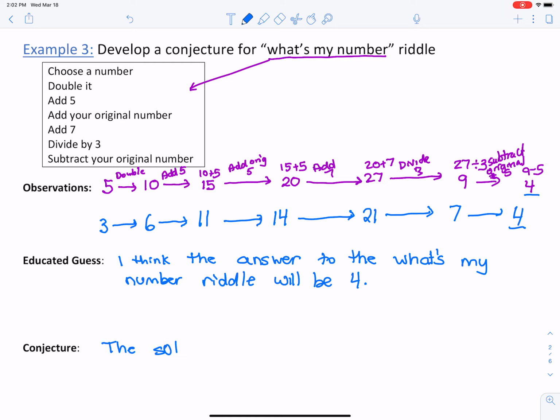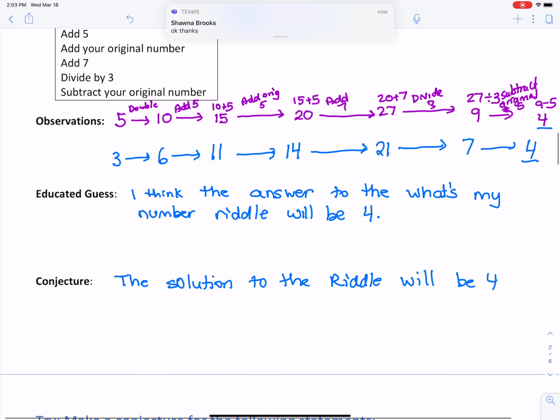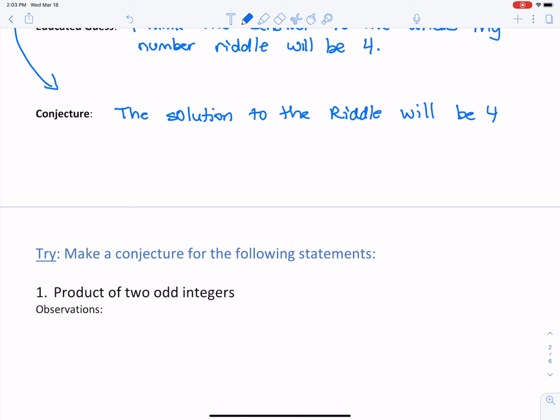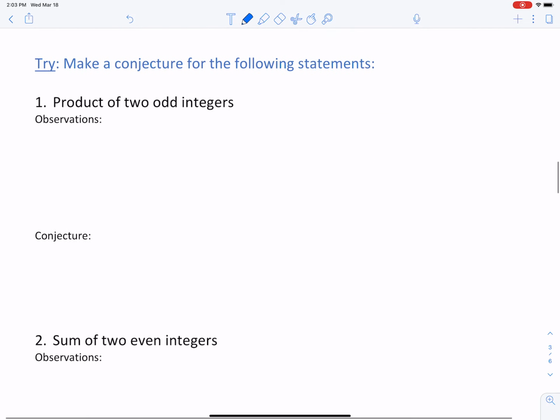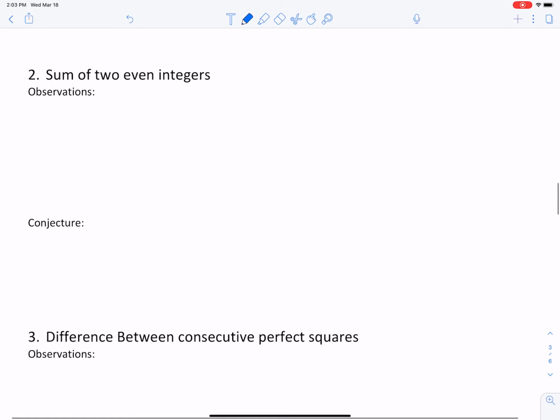The solution to the riddle will be 4. As you're working, you may not have to write the educated guess down all the time. You may be able to go straight from the observations to the conjecture if you feel comfortable. So we're going to expect you to try out the following examples. You're going to look up some observations for the product of two integers. You're going to come up with a conjecture. You're going to look at the sum of two even numbers, get a conjecture, and so forth.